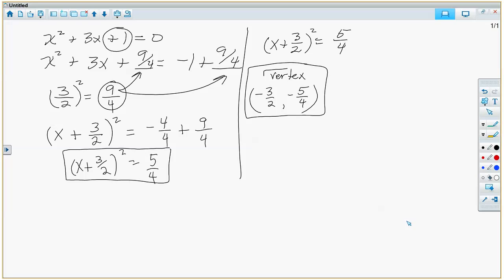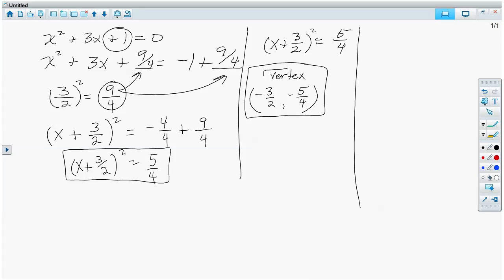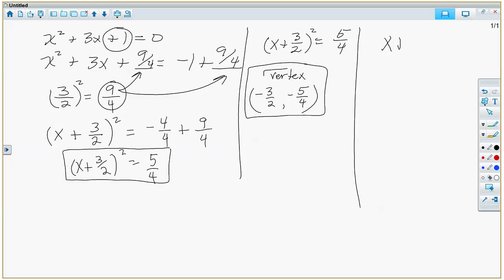All right, now what? Well, we'll go over here and we'll solve it. How do you undo a square? I'm going to take my handy dandy red marker.